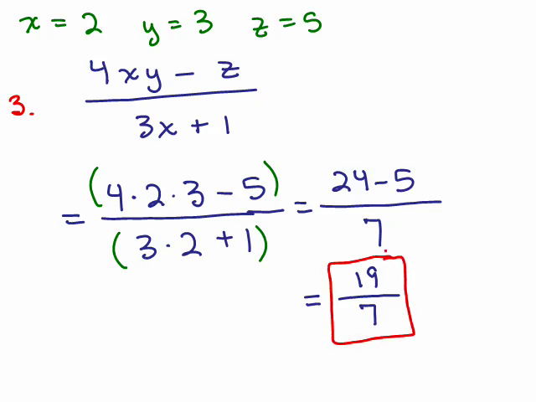Now, if you'd like to write that as a mixed number, that's fine. You would divide 7 into 19, which is 2, remainder 5, so you'd have 2 and 5 sevenths. So it's also correct to write either 2 and 5 sevenths or 19 sevenths.